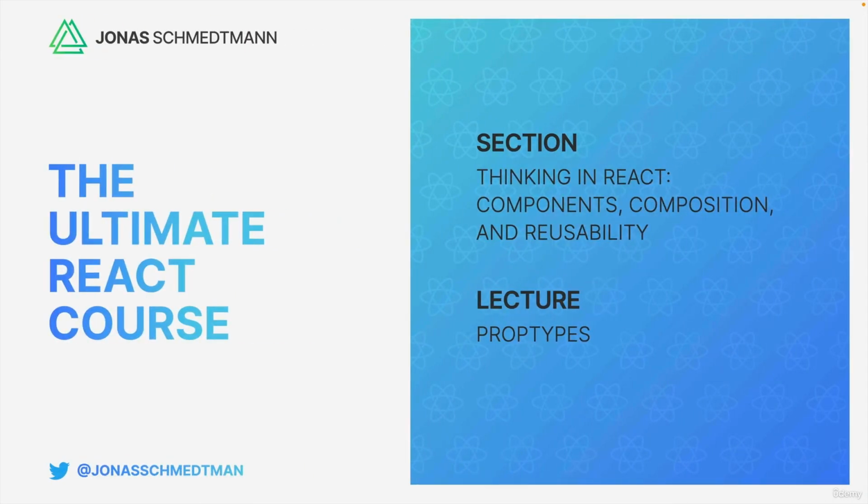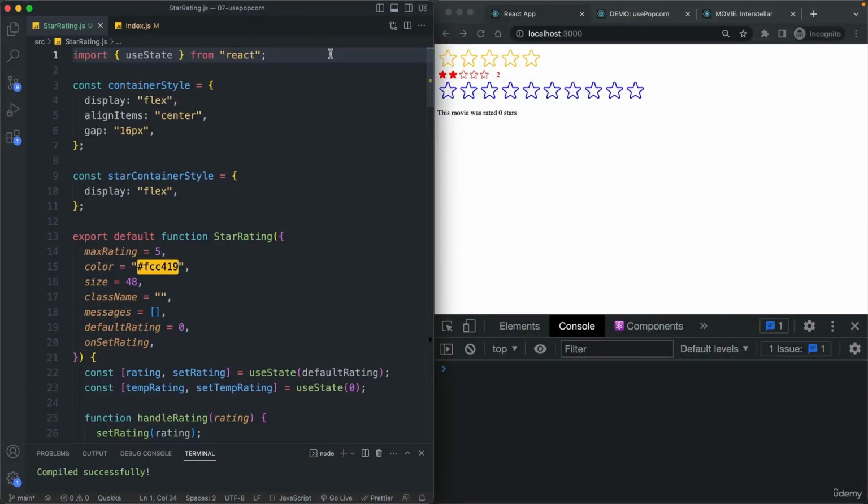To finish this component, let's now add type checking to the component's props using prop types. So with prop types, we can basically specify the type of value that we expect the consumer of the component to pass in for each of the props. For example, we can define that this max rating here really must be a number and nothing else. And this is what we call type checking. So again, checking each type of the prop and specifying what type they need to have.